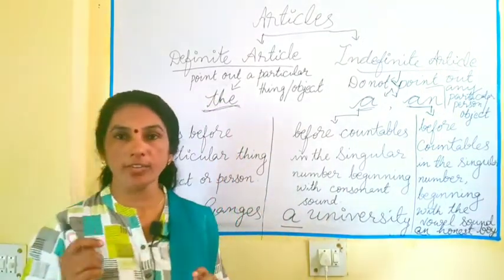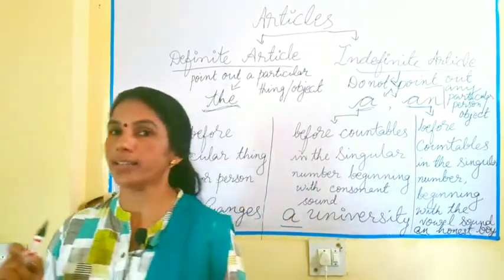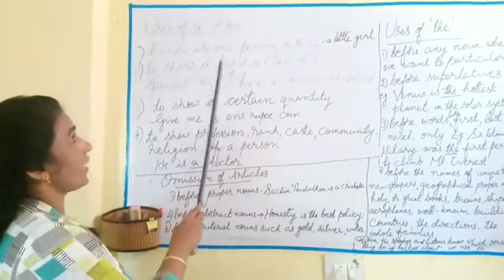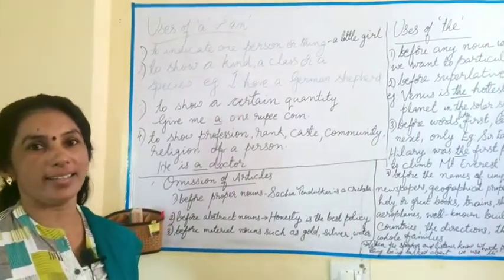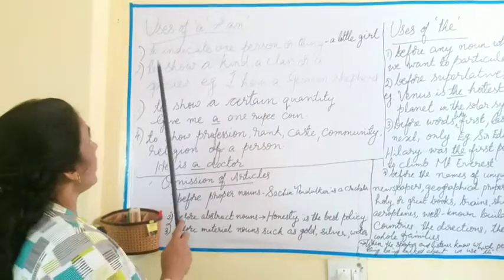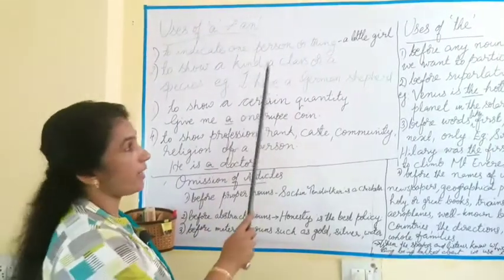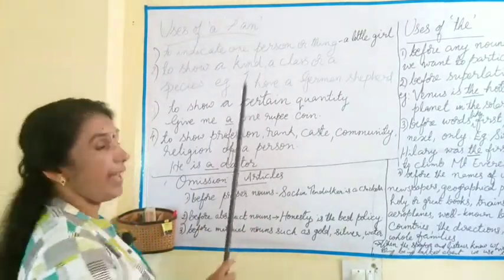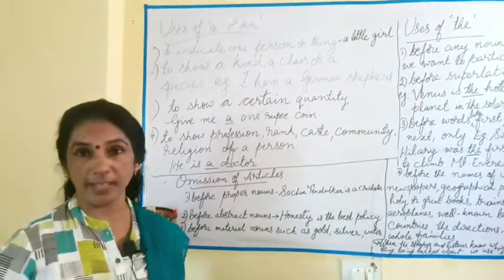Now, let us see the usage of articles, that is a, an and the. A and an we use to indicate one person or thing. For example, a little girl. A and an are used to show a kind, a class or a species. For example, I have a German Shepherd. Here it shows the species.